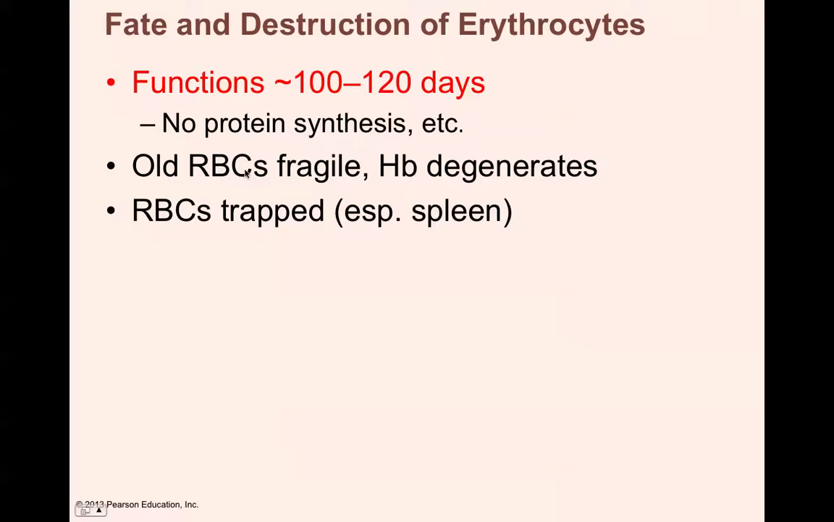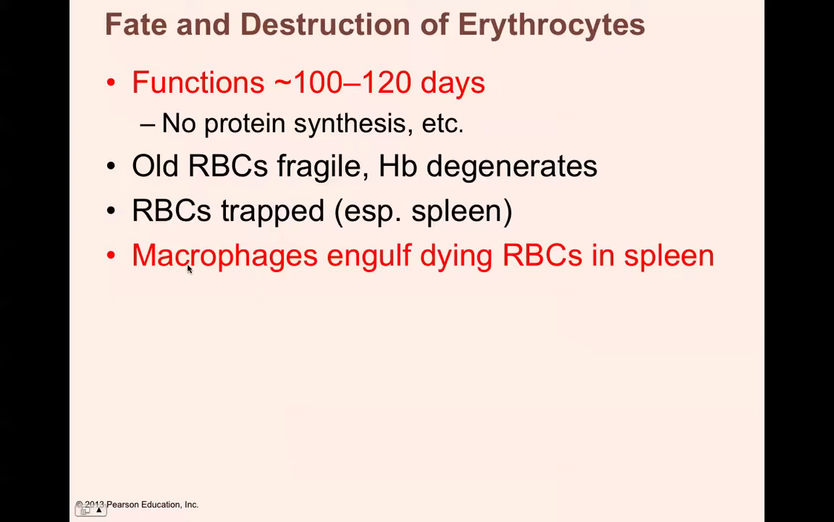But the old red blood cells become fragile and the hemoglobin actually degenerates. And these red blood cells will be trapped, especially in the spleen. Macrophages here will engulf the dying red blood cells in the spleen. And then the heme and the globin parts are separated. The iron will be salvaged. The heme, that pigment portion, if you remember, it looked like that red disc with the little green iron atom in the middle. This heme portion is going to be degraded to what we call bilirubin.